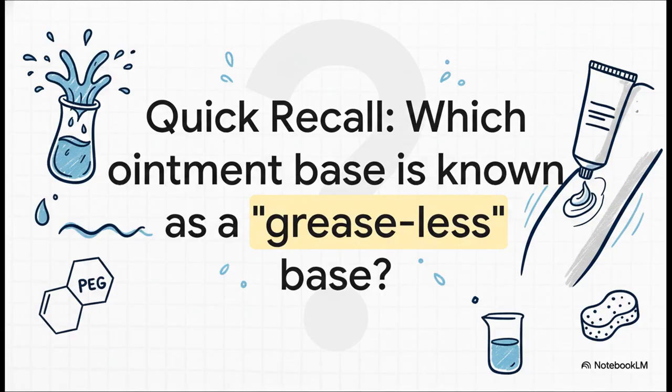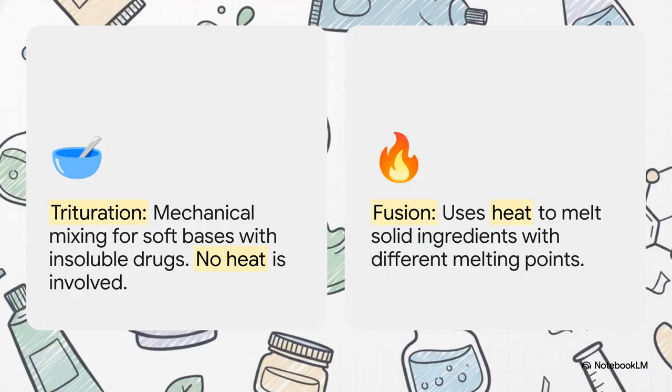Great job. And let's lock in the difference between those 2 prep methods. Trituration, that's mechanical mixing, no heat, for soft bases. Fusion, that's when you bring in the heat to melt down solid ingredients, and you always do it in decreasing order of melting points. You gotta know the difference.